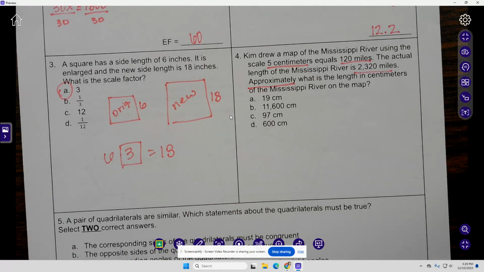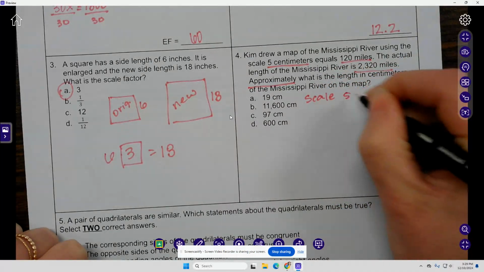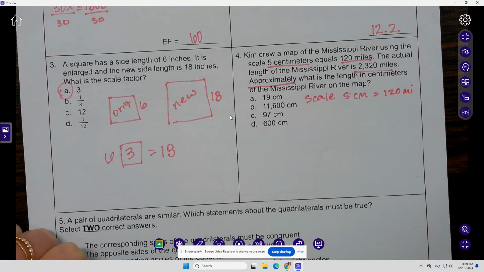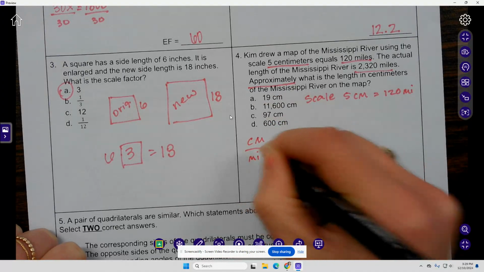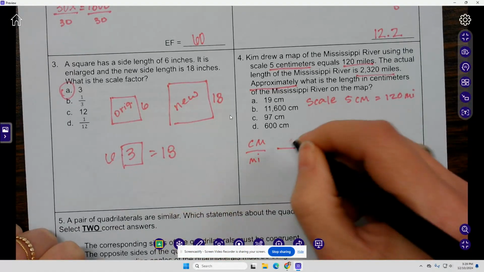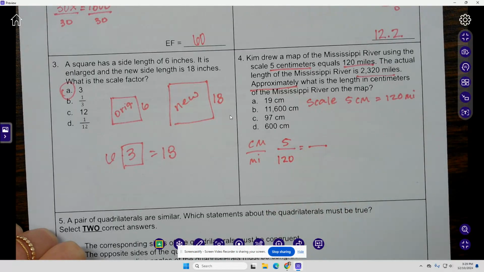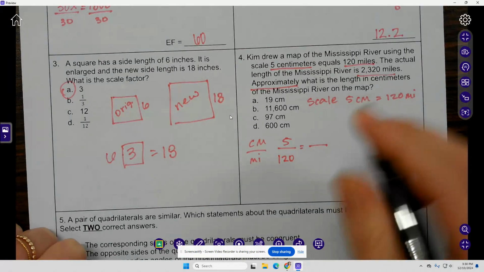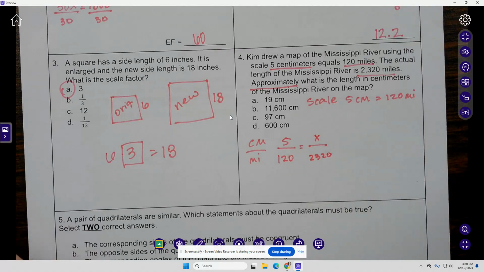So we're going to set up a proportion, but I'm going to write down my scale. My scale is 5 centimeters equals 120 miles. So the two categories that I'm talking about here are centimeters and miles. My first ratio comes from my scale. So for every 5 centimeters, that's 120 miles. My second ratio comes from the other number in my problem. So 2,320, that's going to go on the bottom because it's miles. And I don't know the number of centimeters that is.